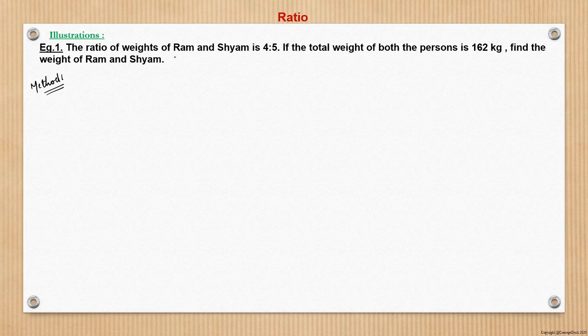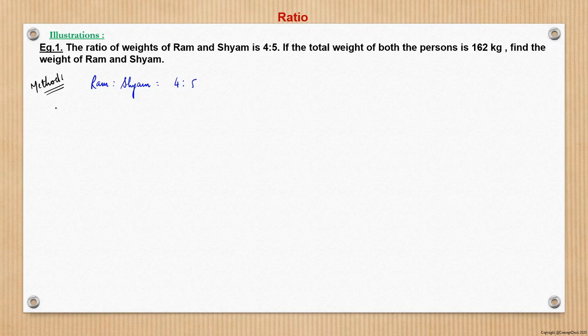Method 1 says that the ratio of weights of Ram and Shyam is 4 is to 5, and the weight of both the persons is 162 kg. So Ram is to Shyam, their respective weights are given in the ratio 4 is to 5. What does this mean? This means if Ram weighs 4 kg, Shyam will weigh 5 kg. Or if Ram weighs any multiple of 4, say 4k, then Shyam will weigh 5k. Both the terms of the ratio should have the same multiple.